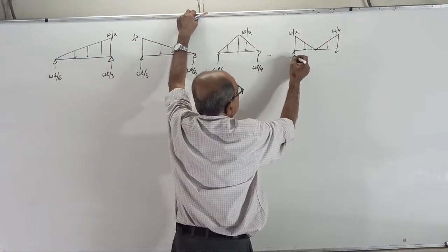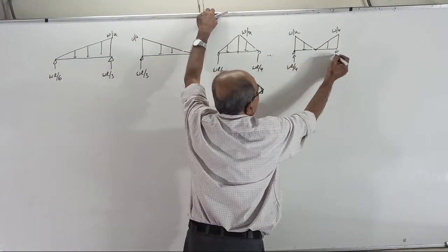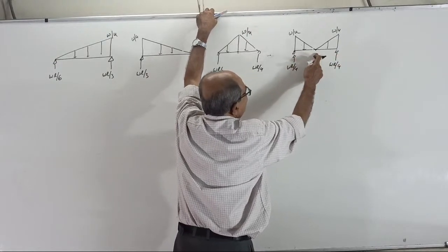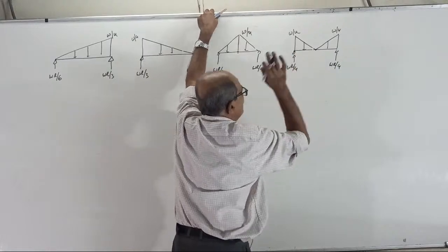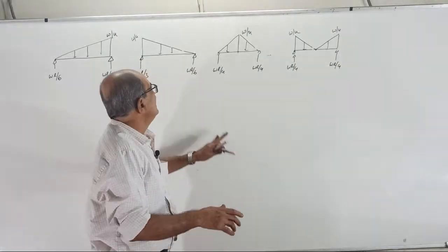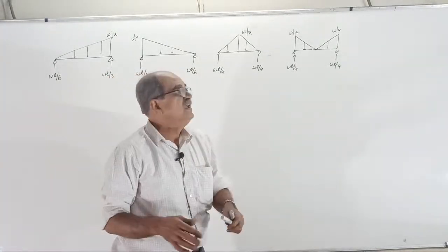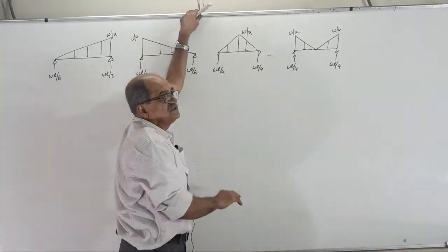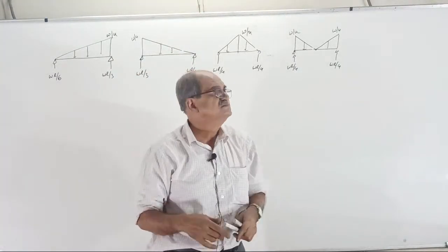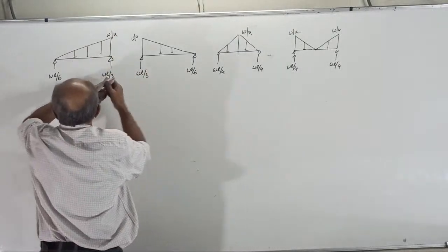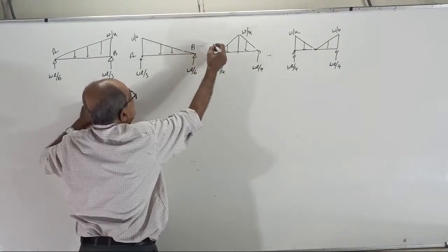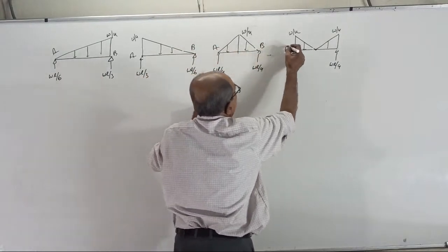Some will say, oh sir, by hearted. Not by hearted. By looking only I can make out: half into W into L by 2, into half into W by 4. I don't require by hearting. How this reaction came is not our concern. Our concern is variation. Now see all the 4 cases: A, B, A, B, A, B, A, B.